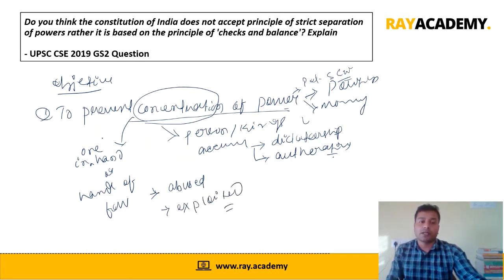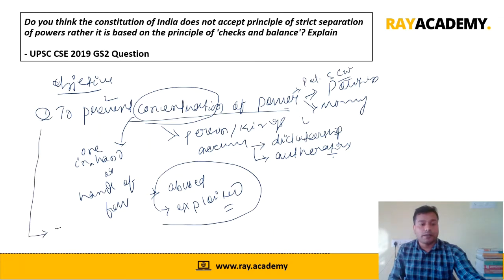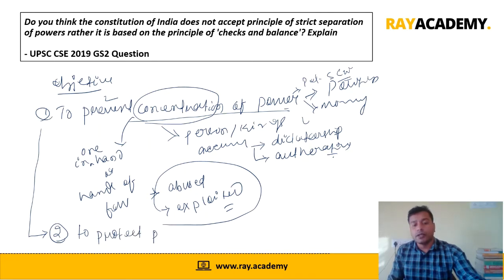Did you get what is the first objective? To prevent concentration of power. And not only that, I also explained what will happen if the power is concentrated. So that brings me to the second objective, which is to protect personal or individual liberty.